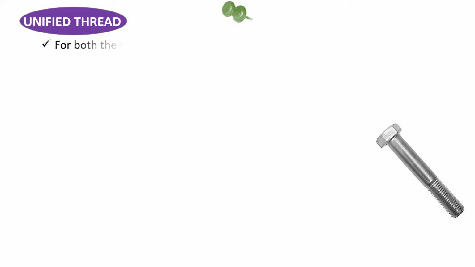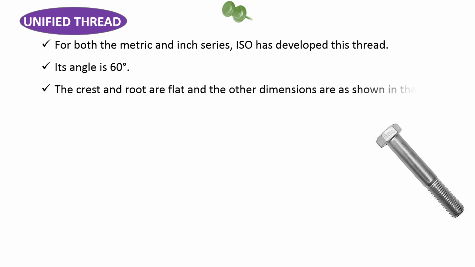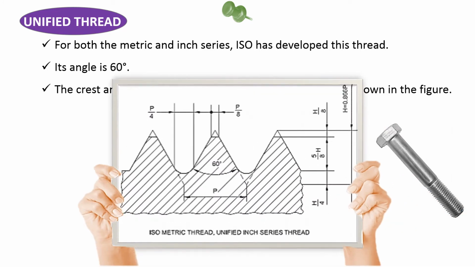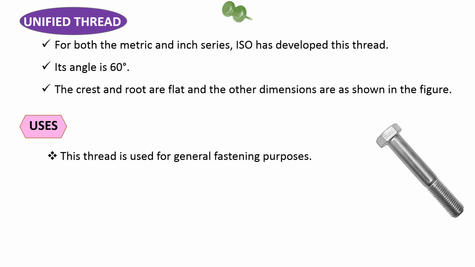Unified thread. For both the metric and inch series, ISO has developed this thread. Its angle is 60 degrees. The crest and root are flat and the other dimensions are as shown in the figure. Uses. This thread is used for general fastening purposes.